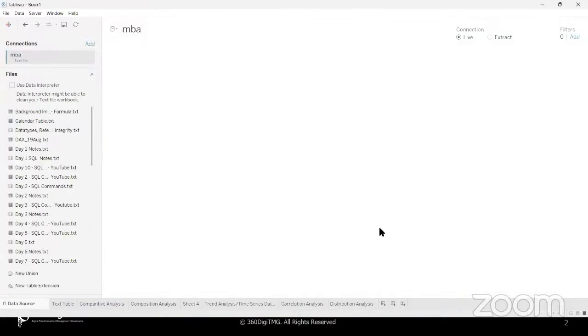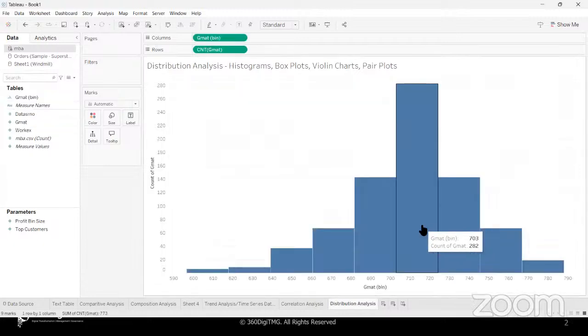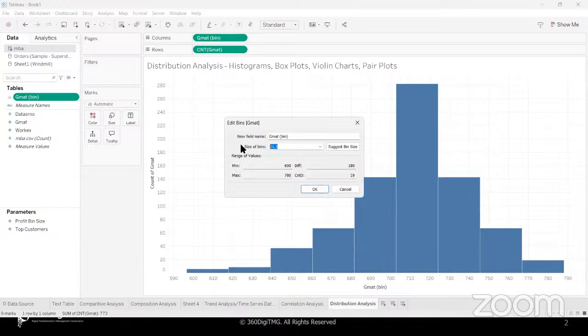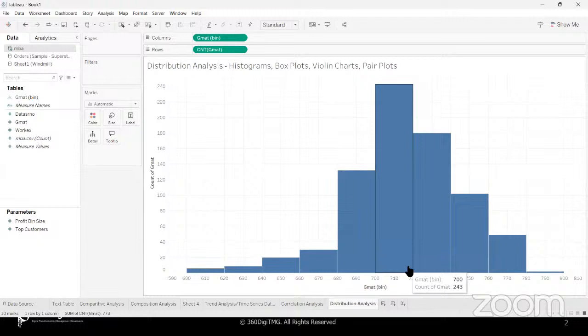And I want to analyze it by creating a histogram. So I'll just select the field and create the histogram chart. So what do we understand from here? Most of the people are getting scores in which range? When we edit the bin, we can see the bin size. Let's say I will use the bin size as 20. So I understand almost 240 people, slightly over 240, 243 people have secured marks in the range of 700 to 720.